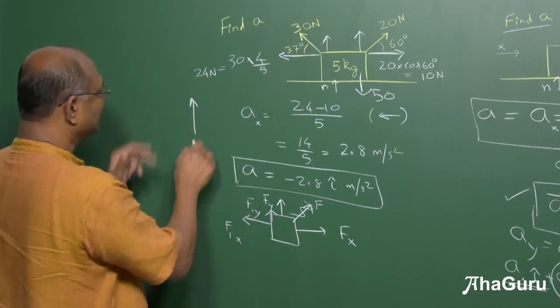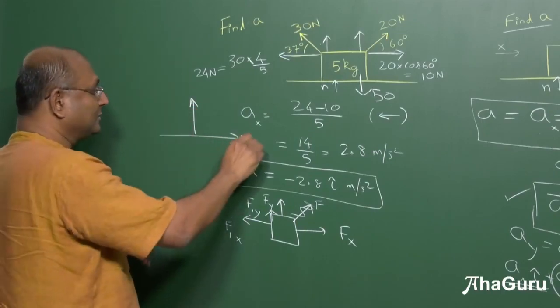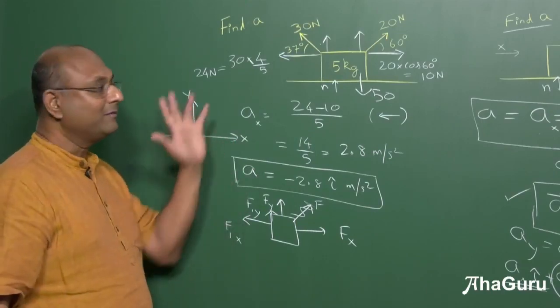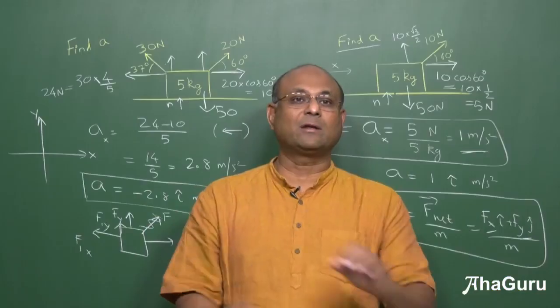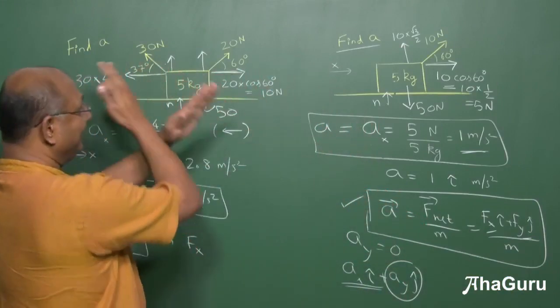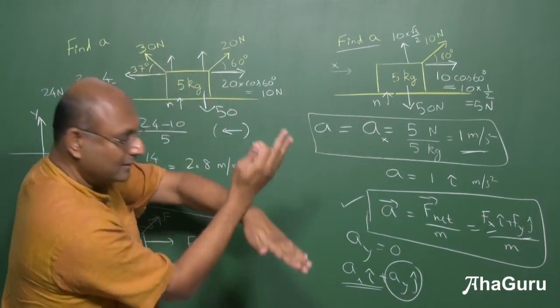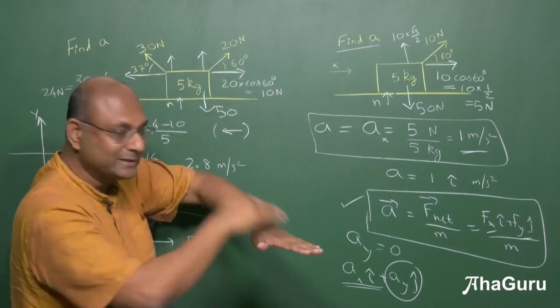Y does not affect x. X does not affect y. These two are independent. You would have learned this also in projectile motion. You learned this in vectors. X and y do not affect each other. Perpendicular forces need not be only x and y. If I tilt it like this, and this independent. You do this separately, do this separately.